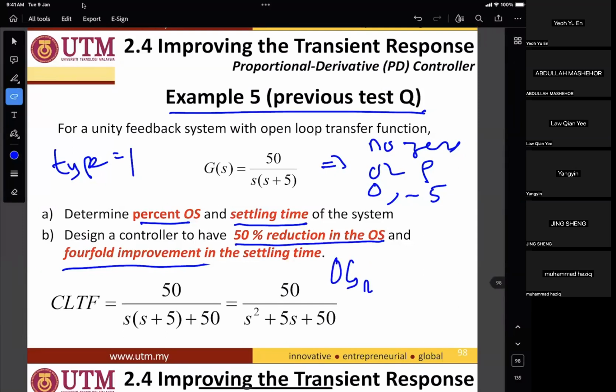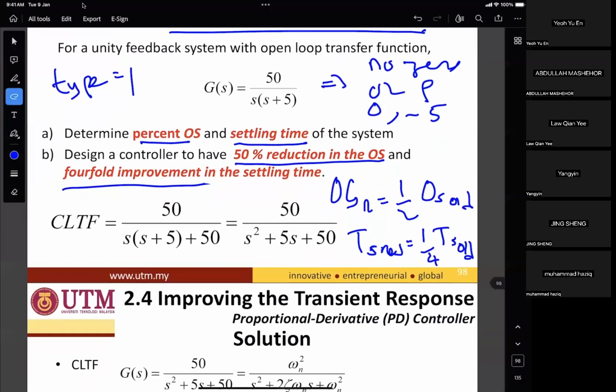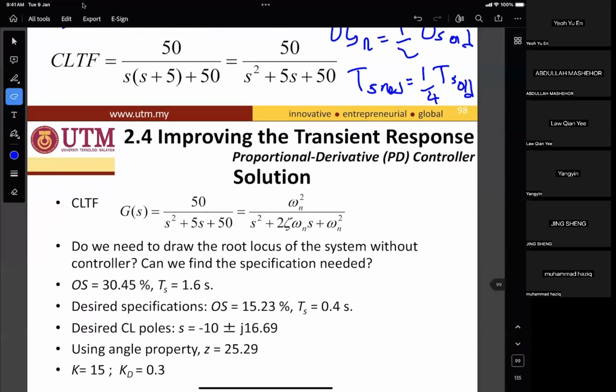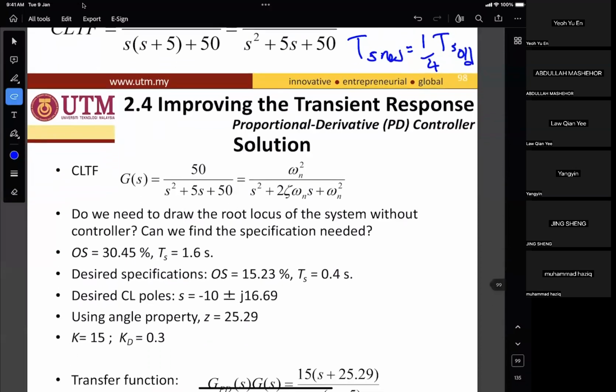OS new will be 1/2 OS old, and settling time new is 1/4 old settling time. So we plot this root locus plot. By comparison, it's a pure second order equation.